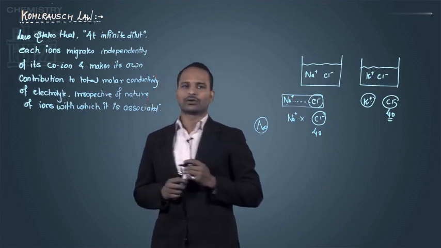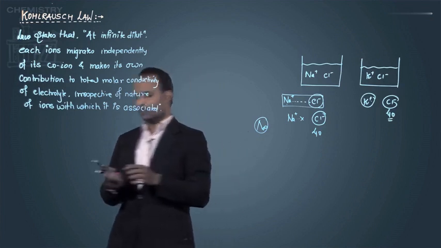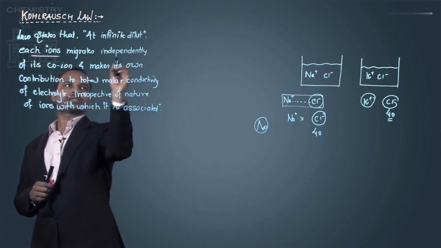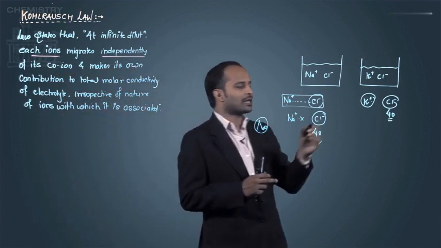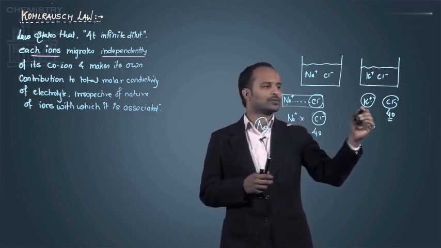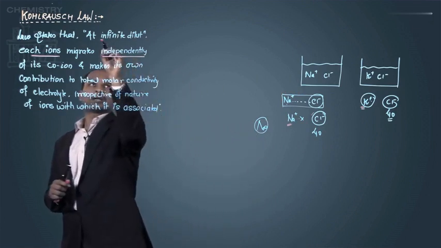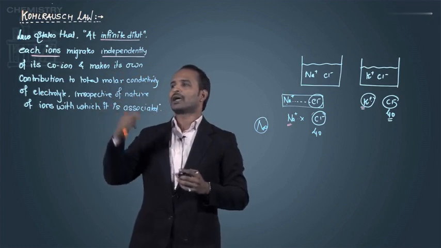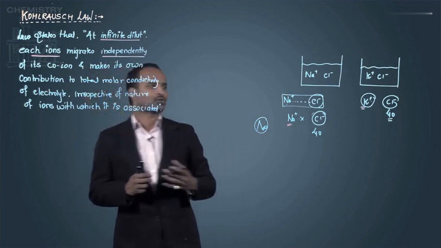So this is Kohlrausch's law. The law states that at infinite dilution each ion migrates independently of its coion. As I said, Cl minus ions will move independently of the coion, whether it is Na plus or potassium ions, and its conductivity is going to be the same when the condition is infinite dilution. Each ion makes its own contribution to the total molar conductivity of the electrolyte.